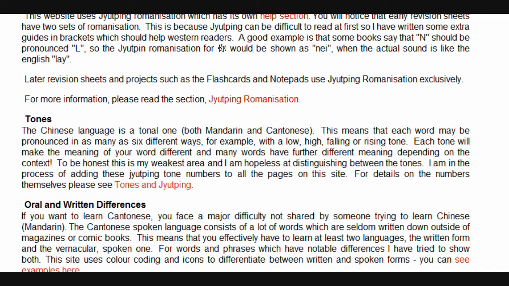Tones. The Chinese language is a tonal one, both Mandarin and Cantonese. This means that each word may be pronounced in as many as 6 different ways, for example, with a low, high, falling or rising tone. Each tone will make the meaning of your word different, and many words have further different meaning depending on the context. To be honest, this is my weakest area, and I am hopeless at distinguishing between the tones. I am in the process of adding these Yutping tone numbers to all the pages on this site. For details on the numbers themselves, please see Tones and Yutping, oral and written differences.